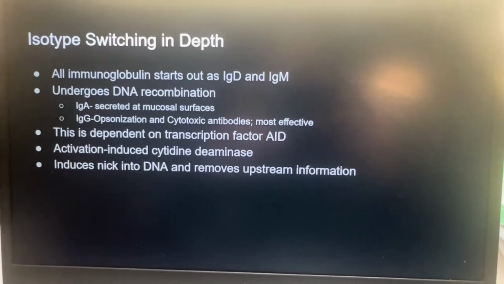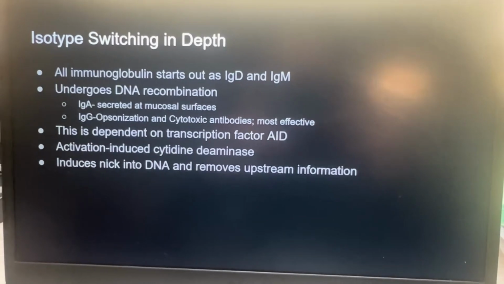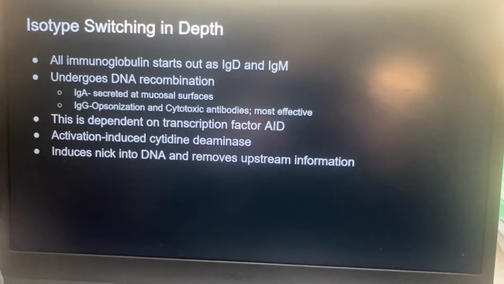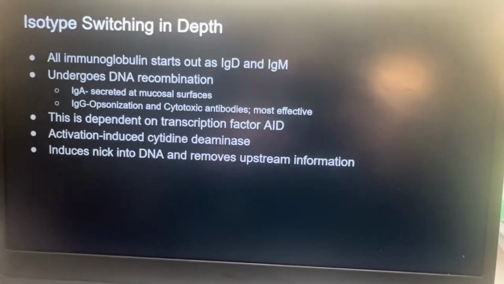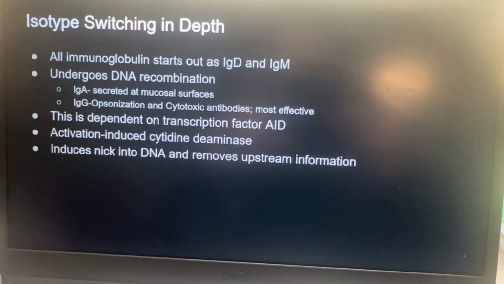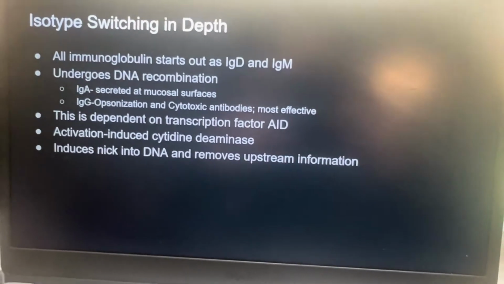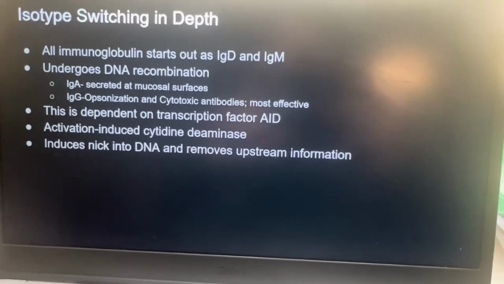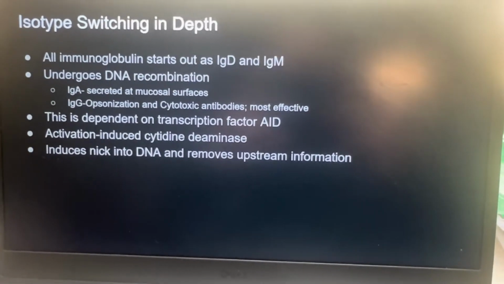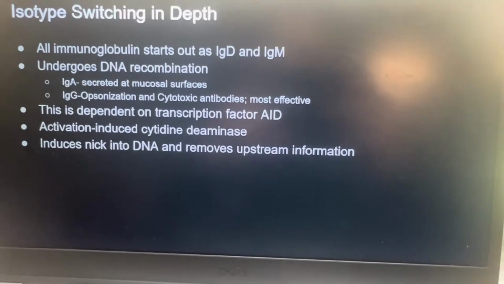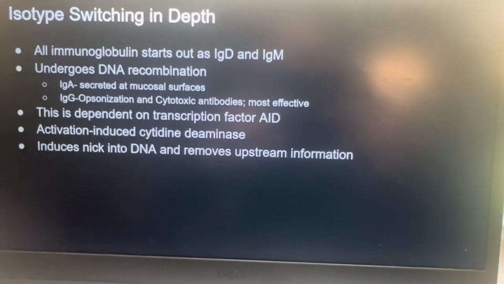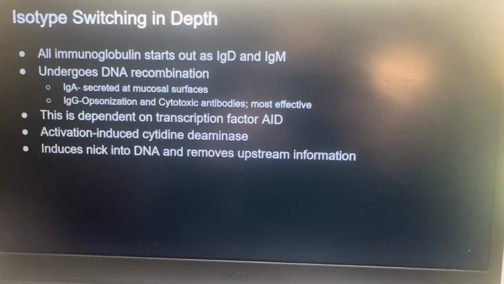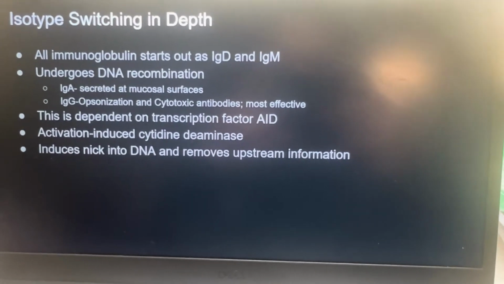Like I said, all immunoglobulins start out as IgD and IgM. They can also switch to other forms through genetic DNA recombination, such as IgA, which is secreted at mucosal surfaces, and IgG, which creates opsonization and cytotoxic antibodies, which is the most effective. This is dependent on the transcription factor AID, activation-induced cytidine deaminase. This induces nicks into DNA and moves upstream information.